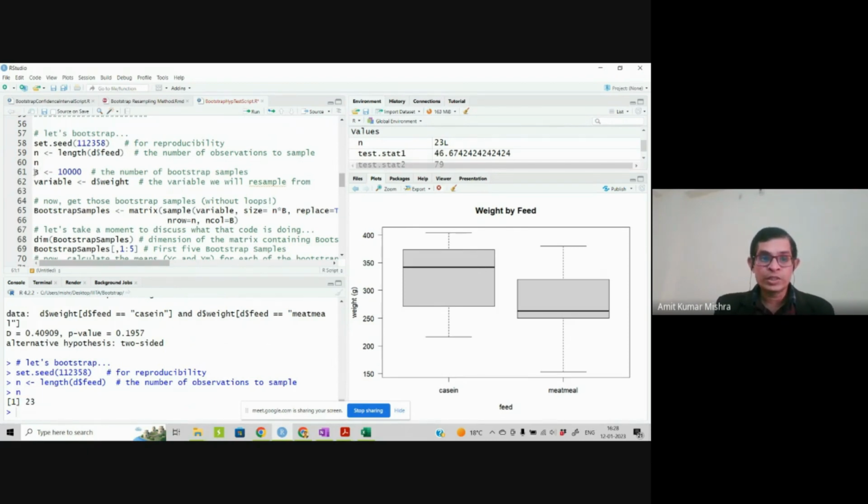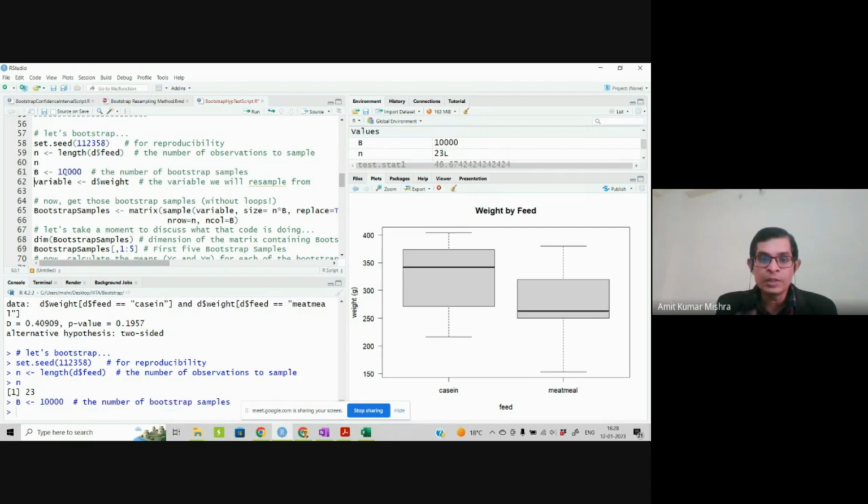After fixing N, that means what is the sample size, you fix B. B means how many samples you are going to generate. So I am fixing B equal to 10,000. That means we are going to generate 10,000 bootstrap samples.